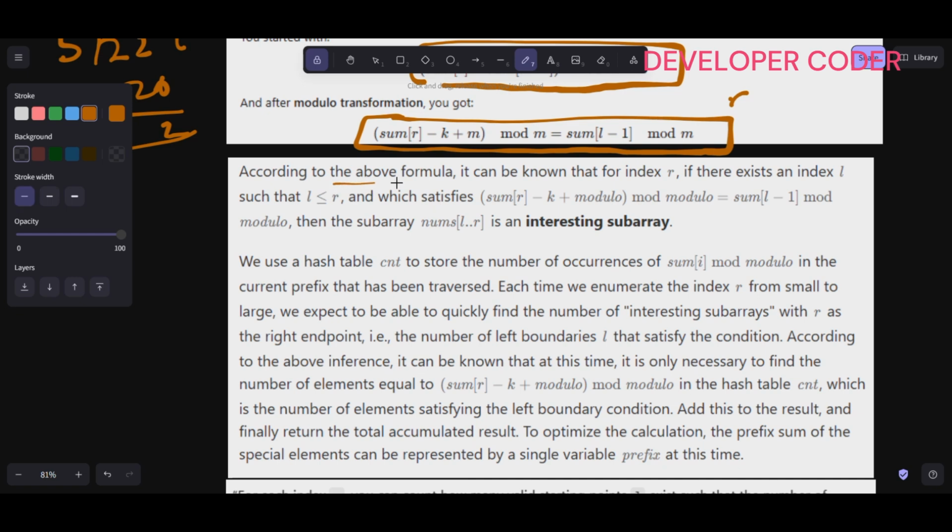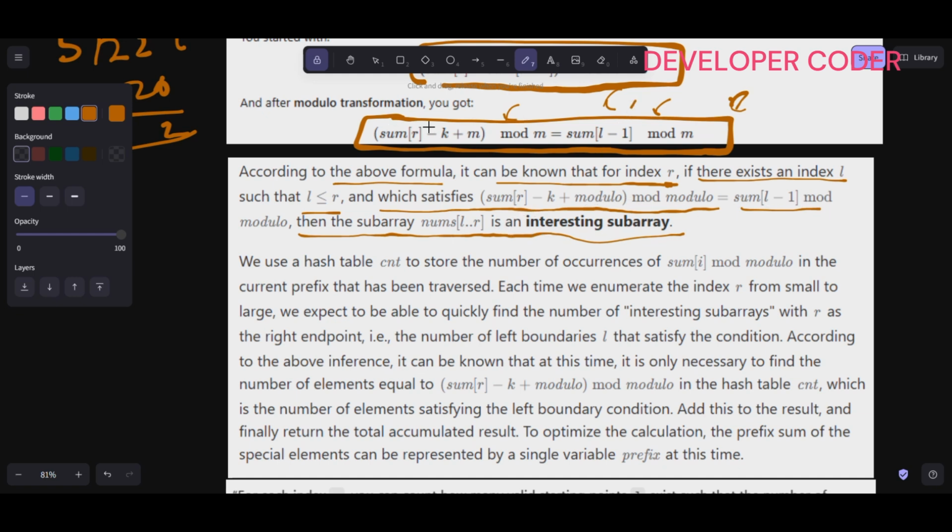According to the above formula, it can be shown that for index R, if there exists an index L such that L is less than or equal to R, and which satisfies this condition, where the left side sums of R minus K plus modulo mod modulo is equal to the right part, sums of L minus 1 mod M, then the subarray nums of L to R is an interesting subarray. This is the equation that we derived. For all values where L is less than or equal to R and which satisfy this condition, that particular subarray L to R is an interesting subarray. If we place L and R values here and both sides are equal, we get an interesting subarray.